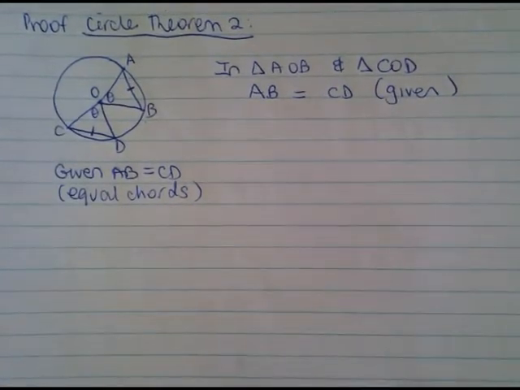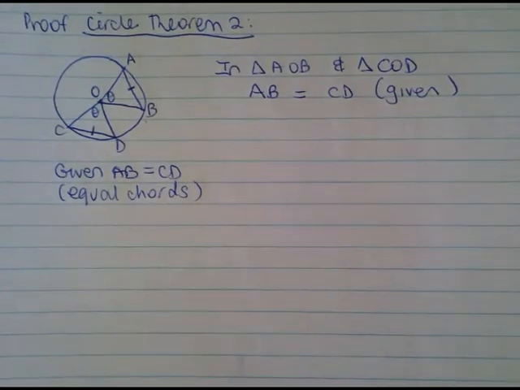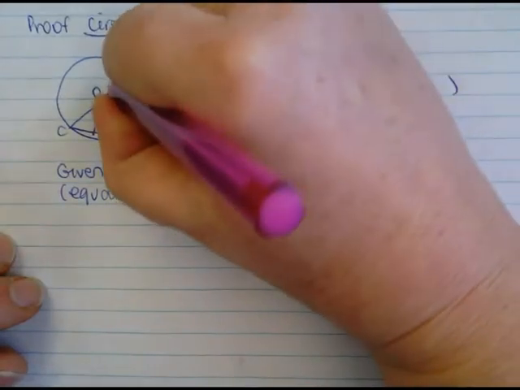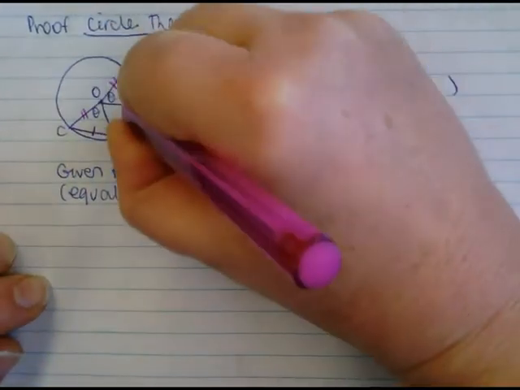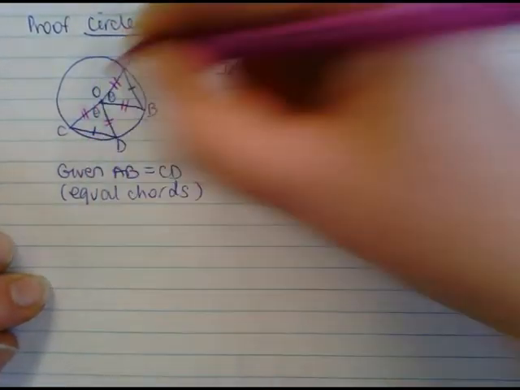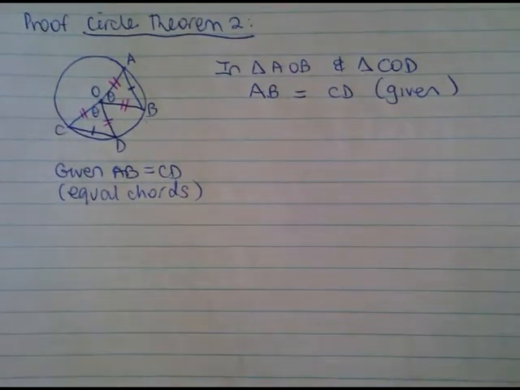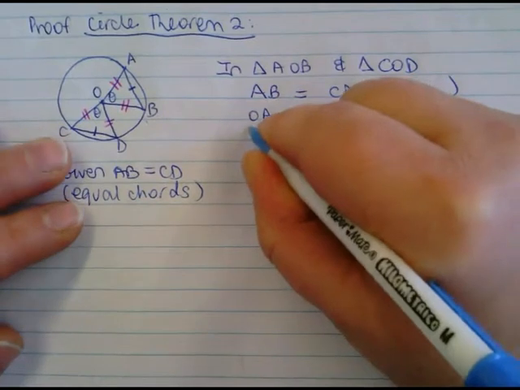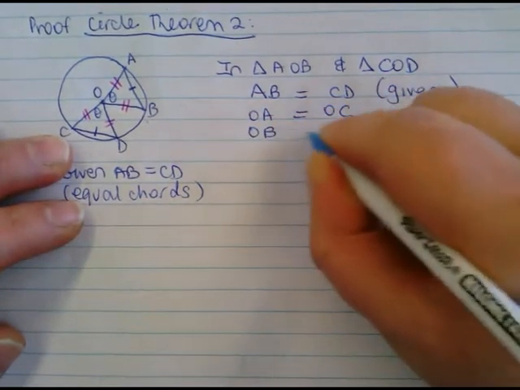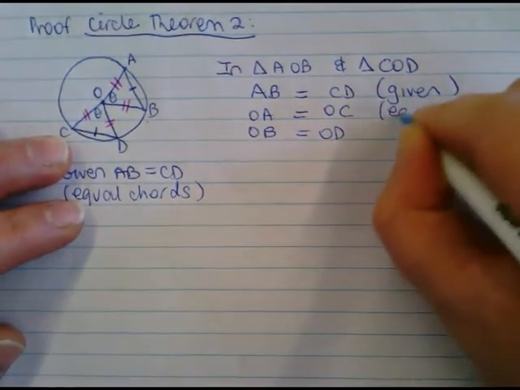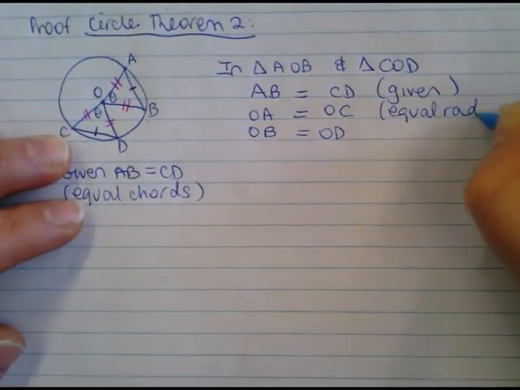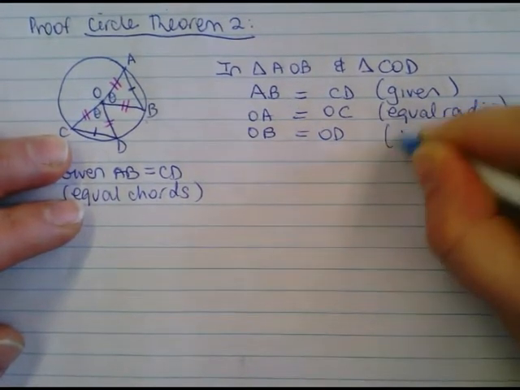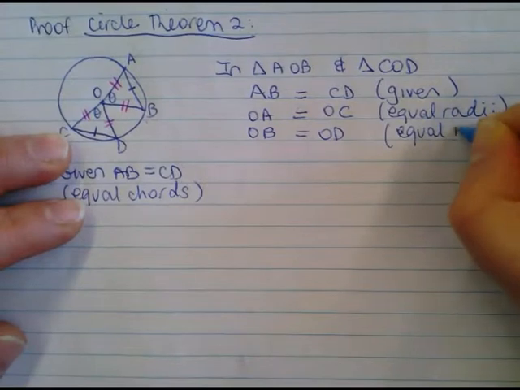Radii. So OA equals OC, it doesn't matter which way you do it. What else we know is that OA equals OC and OB equals OD. They're all equal to each other. So OA equals OC and OB equals OD, equal radii. And similarly, may as well write equal radii as well.